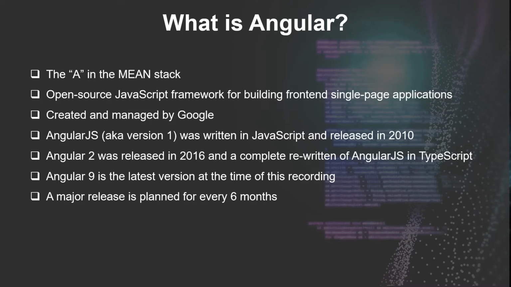Angular is represented by the letter A, that means stack. It's an open source JavaScript framework created by Google back in 2010 for single page application development, mainly for the front end. The first version was called AngularJS, and it was written in JavaScript. Version 2 came out in about 2016, and they dropped the JS from the name for two reasons.